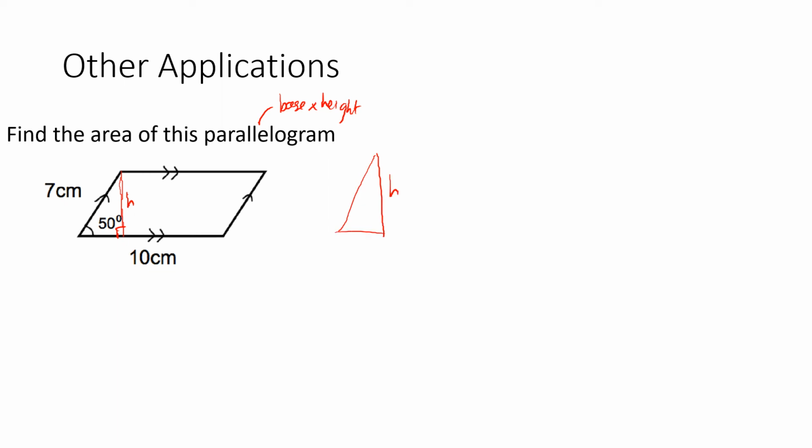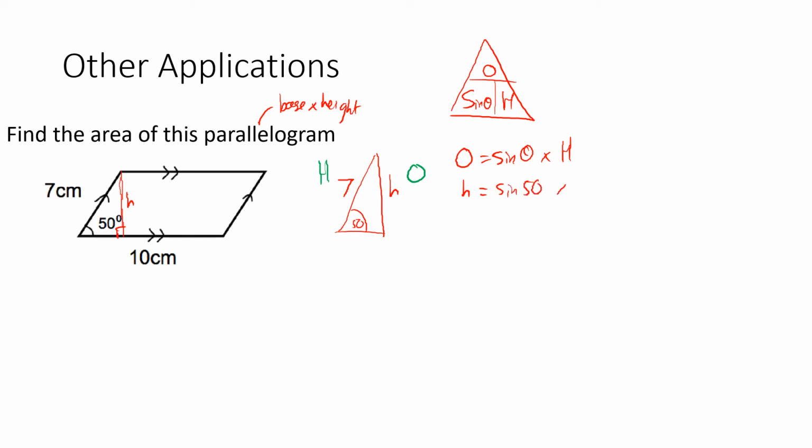We've got a height here, we've got 7 here, we've got 50 here, and we need to go through the same process as always. Label our sides. There's our hypotenuse. This one's our opposite this time. So we're going to be using SO, so sin theta opposite hypotenuse. And we need to find the opposite, so we're going to be doing sin theta times the hypotenuse. So that's going to be that our height is sin 50 times 7.